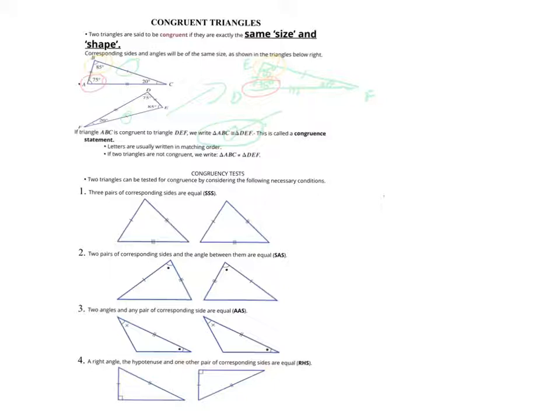It also makes sense, therefore, that if two triangles are not congruent, then we use the congruent sign with a line through it. So 1, 2, 3, and the line, they are not congruent.